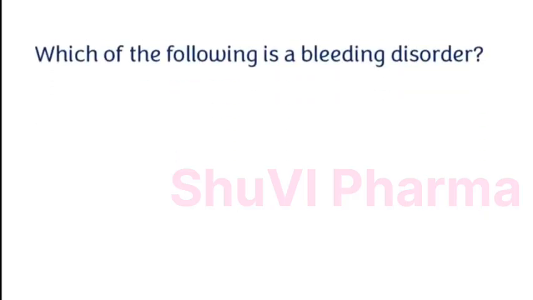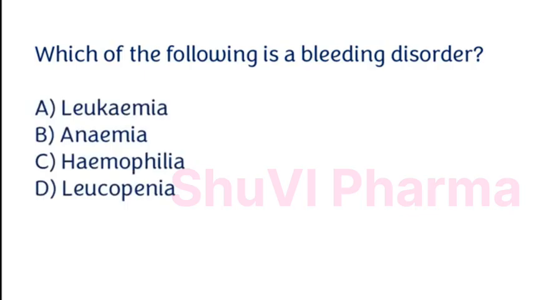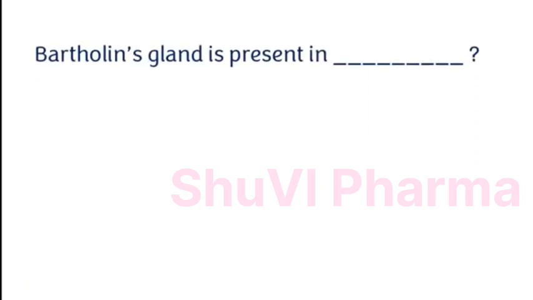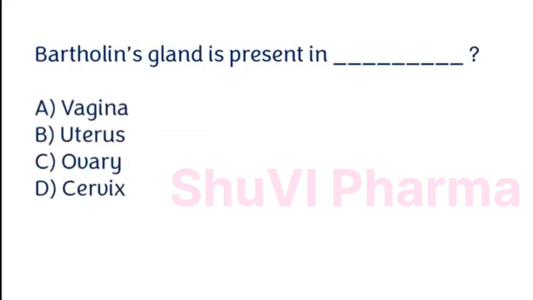Which of the following is a bleeding disorder? Leukemia, anemia, hemophilia, leukopenia. The correct answer is option C. Hemophilia is a bleeding disorder. Bartholin's gland is present in vagina, uterus, ovary, cervix. The correct answer is option A. Bartholin's gland is present in vagina.